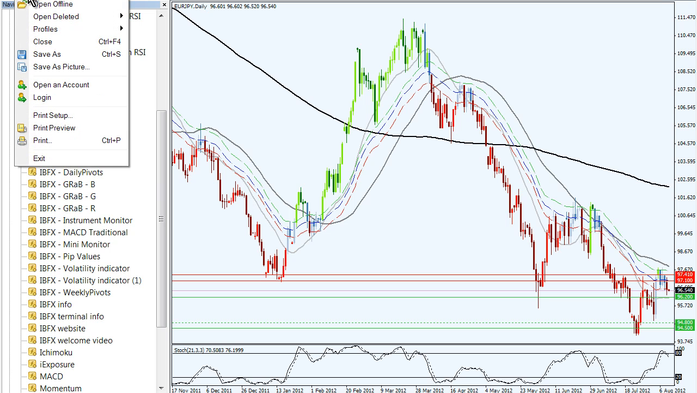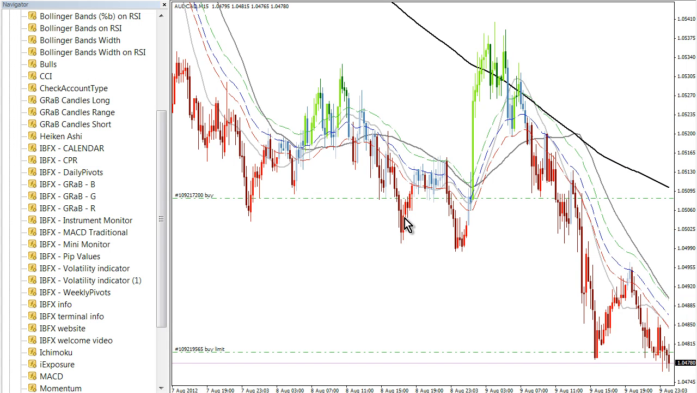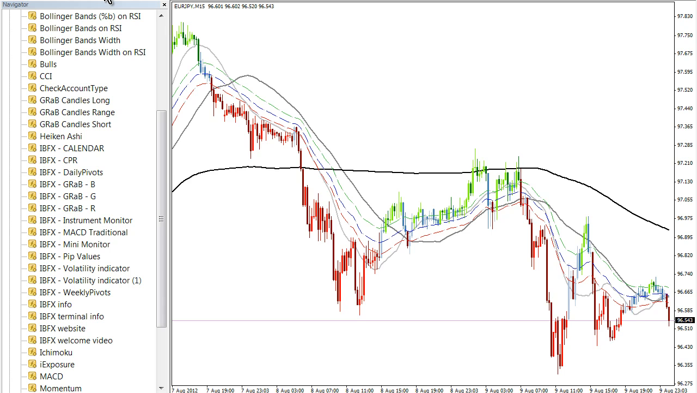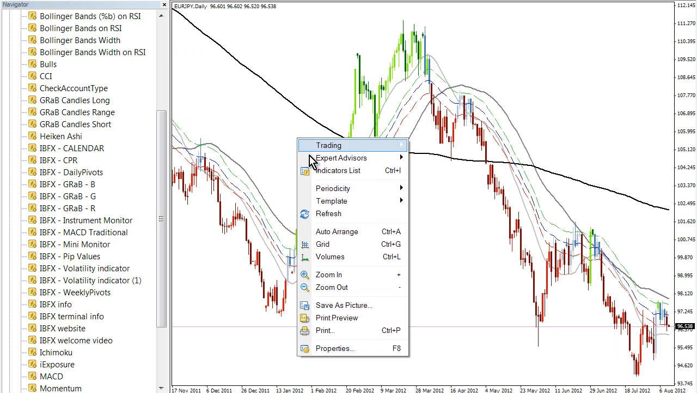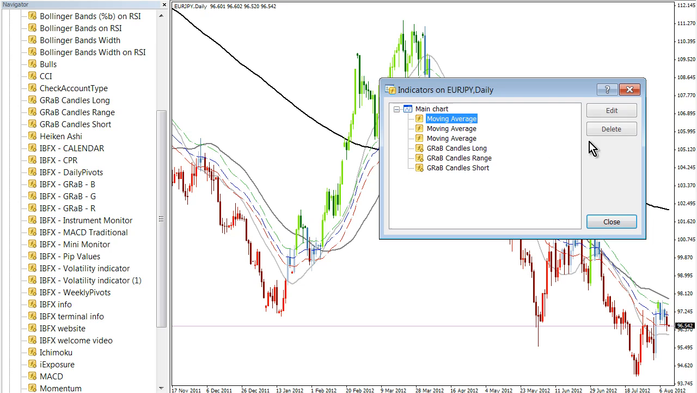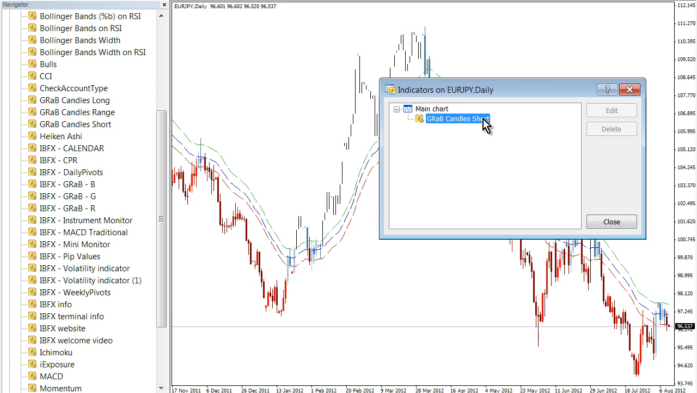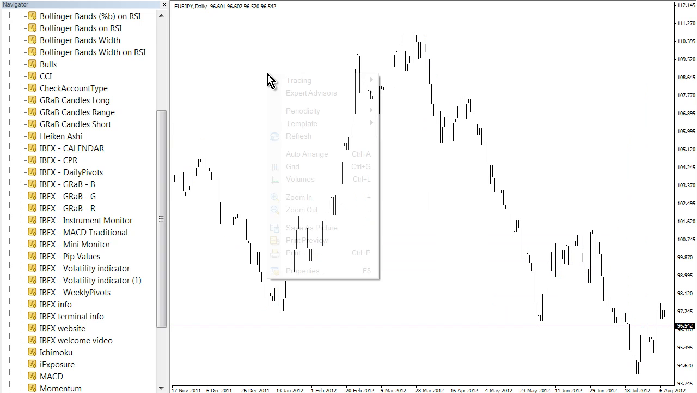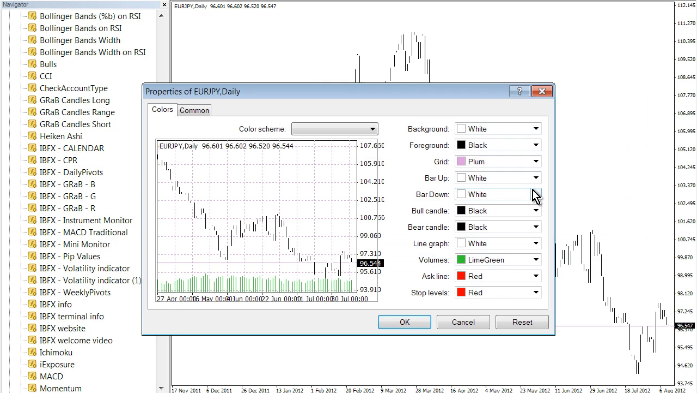In fact, let me just create a new chart just for example here. Let's go to that Euro Yen, daily time frame. I'm going to go ahead and delete all the indicators. We'll just basically have a plain candlestick chart. For those of you that are curious about my chart settings, I like a white background. That's just me.